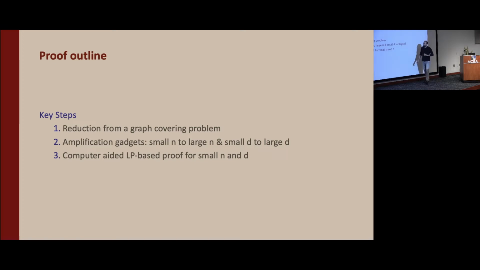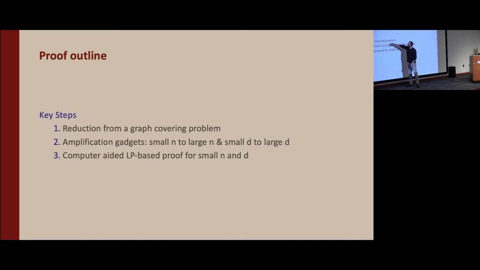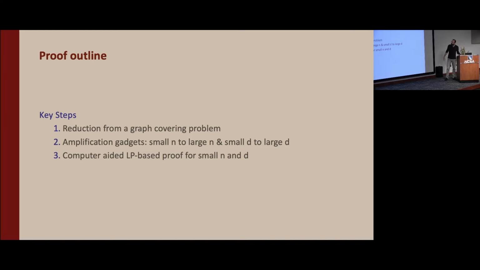So how does the proof work? First, we convert the problem into a graph covering problem. And then we develop these amplification gadgets, so that if you have a proof for a small n, they would generalize it to large n. And if you have it for a small d, they would generalize it to large d. So once you have those, you only need to prove the competitive ratio for a small n and d. And we do that using a large linear program; it's a computer-aided proof.